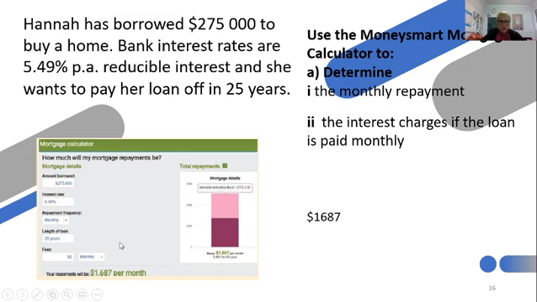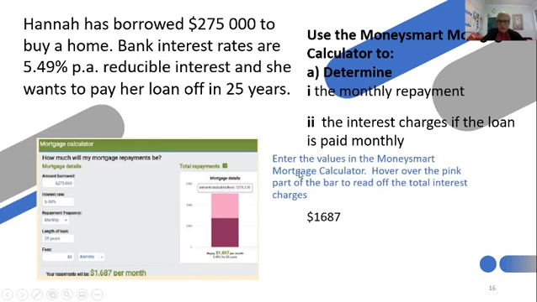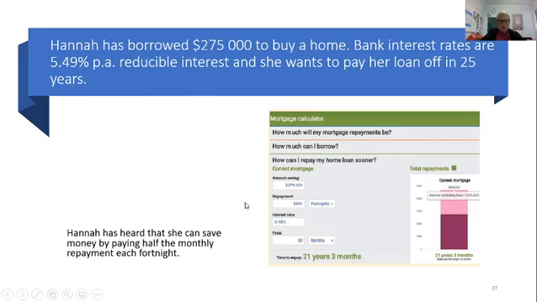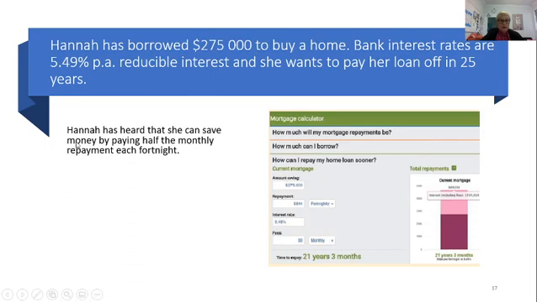The interest charges if the loan is paid monthly. So we have a look, what is the interest? And we say, okay, we enter the values, hover over the pink part of the bar to read the total interest charges. There you go, you just write it in. Hannah has borrowed, oh, we've already read that. Then we say Hannah has heard that she can save money by paying half the monthly repayment each fortnight. So we divide that by 2.